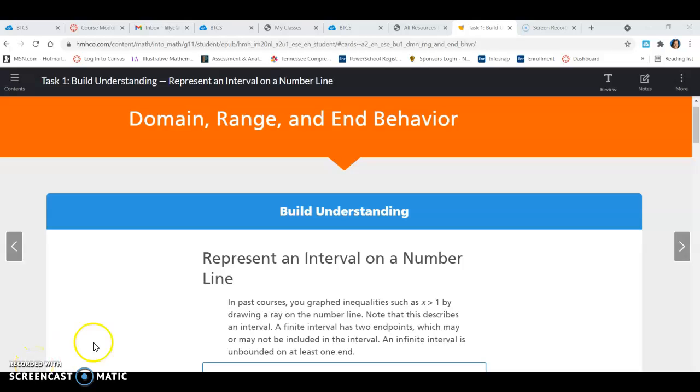Hey everyone, today we're going to talk about domain, range, and end behavior. If you are looking at your online textbook, you can follow along with this lesson. This is lesson 1.1. Alright, so today we're going to talk about domain, range, and end behavior.